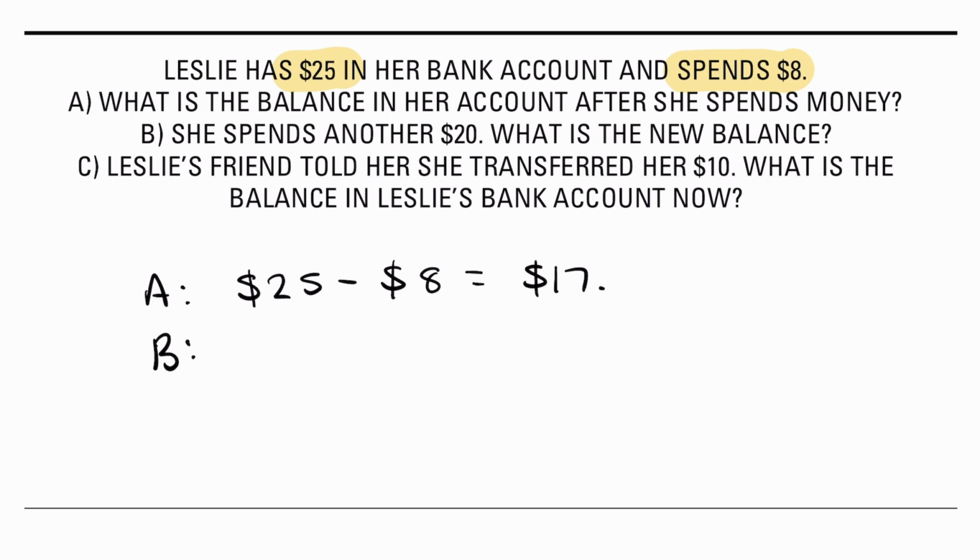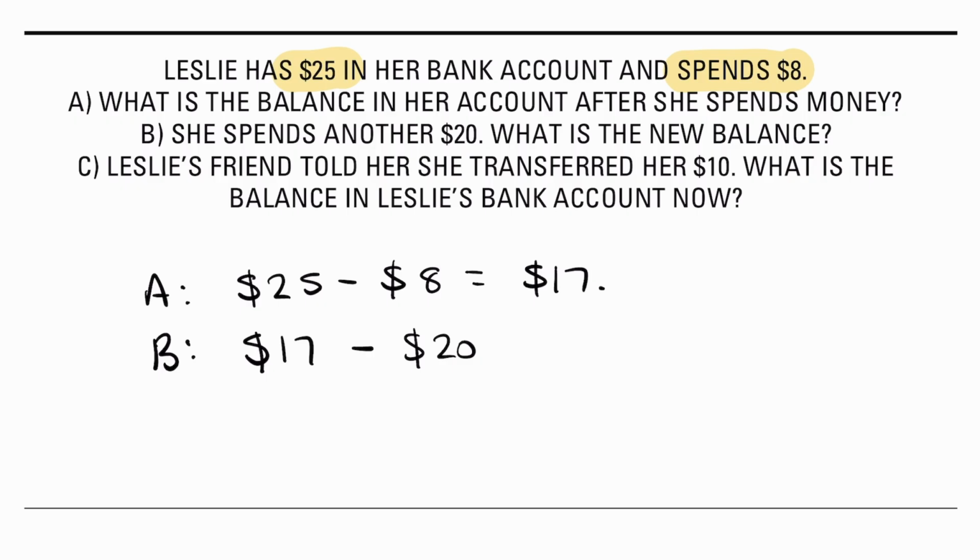Now for B, she spends another $20. What is the new balance? Well, remember our old balance was 25 initially, but then it became 17. So it's important we got that right so that we have a base for our new question to build from. And so we actually start with 17 and we're subtracting $20. So you'll see that 17 is a smaller number than 20.